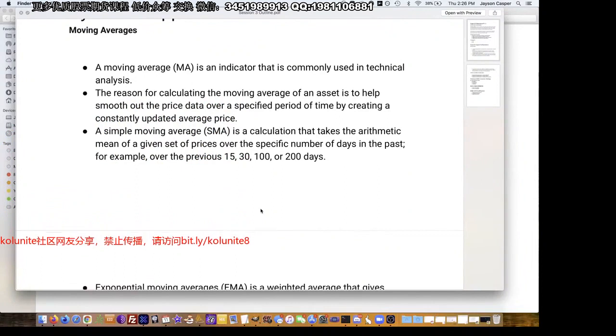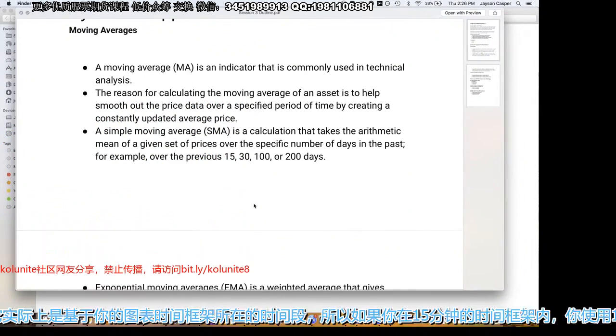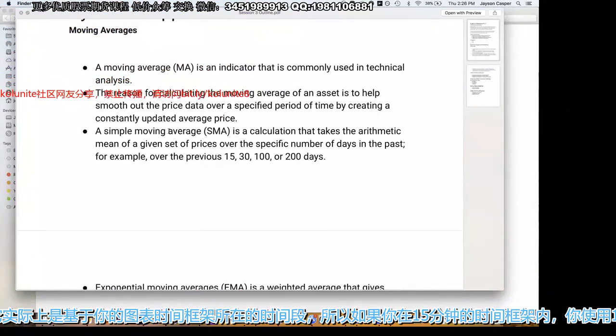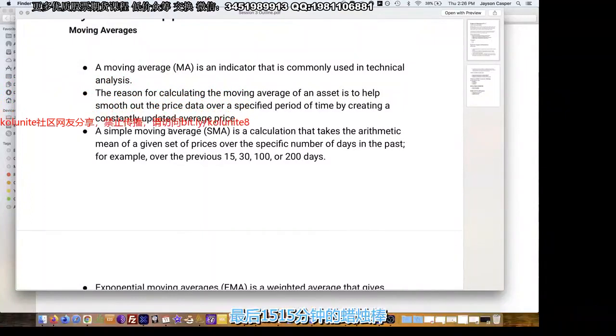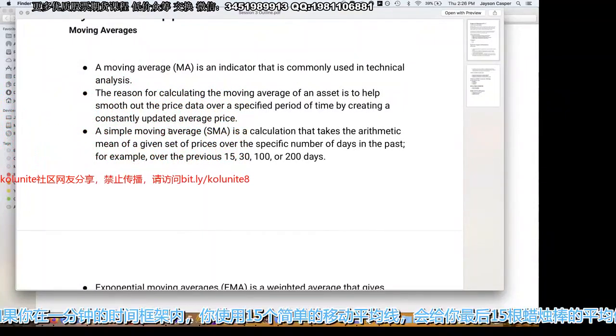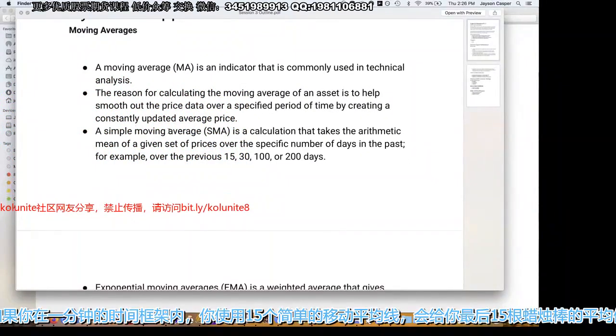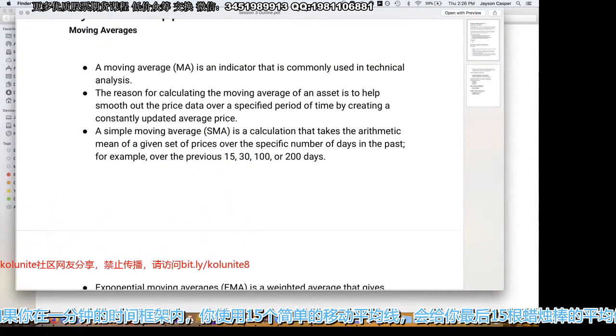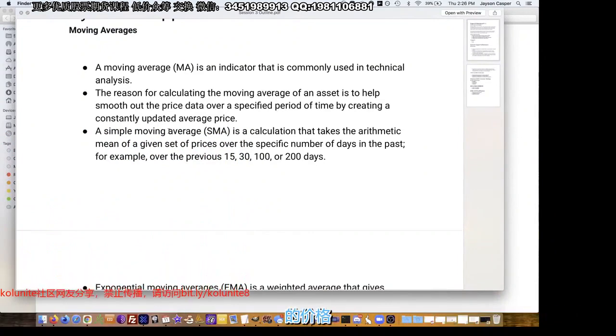Now, it says days here. This is the definition of a simple moving average, but it's really based on the period of time that your chart time frame is on. So if you're on a 15-minute time frame and you're using a 15 simple moving average, it's basically going to give you the average price of the last 15 candlesticks. If you're on the 1-minute time frame and you're using a 15 simple moving average, it's going to give you the mean of the last 15 candlesticks. It's just averaging out the price.